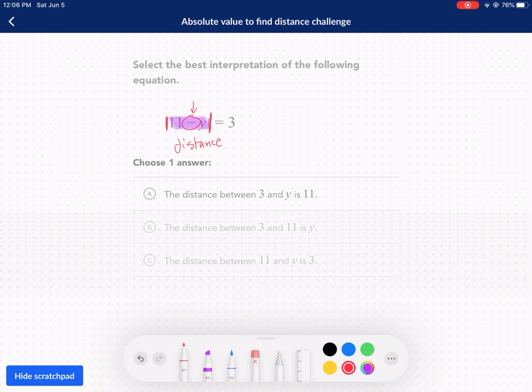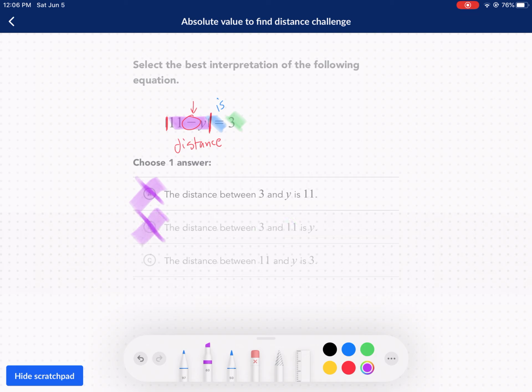So the distance between 11 and y, not 3 and y. And then we have this here. Anytime you see that equal sign, that means is. And then we have the number following is. So in this case, it's saying the distance between 3 and y. That's wrong because it says 11 and y, so A is out of the picture. The distance between 3 and 11. Okay, again, does that match? It does not. B is out of the picture.